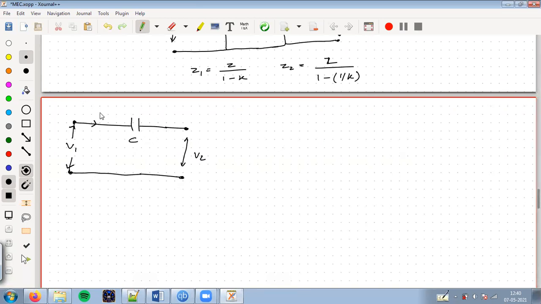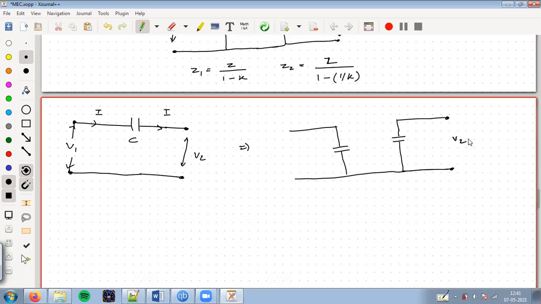Right, this is current, say I, this is also current I. So this equivalent model would be like this. I have a capacitance here, and another capacitance like this. This is V2, this is V1. So I have to find the values of these with respect to C.